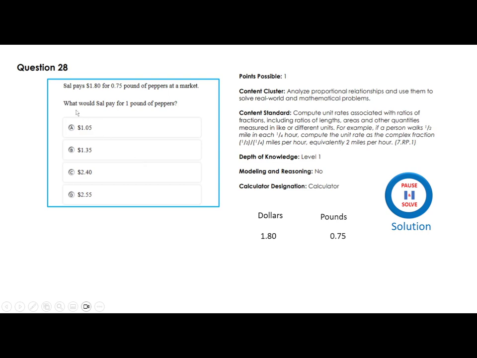Now, what would Sal pay for 1 pound? For 1 pound, okay, so you set it this way all the time. So this is dollar, this is pound. What is given? 1. The dollars are missing, so you do cross multiplication. You multiply these two, and you divide by this. Okay? 1 times 1.80 divided by 0.75. X, and you get 2.40, which is this one right here.